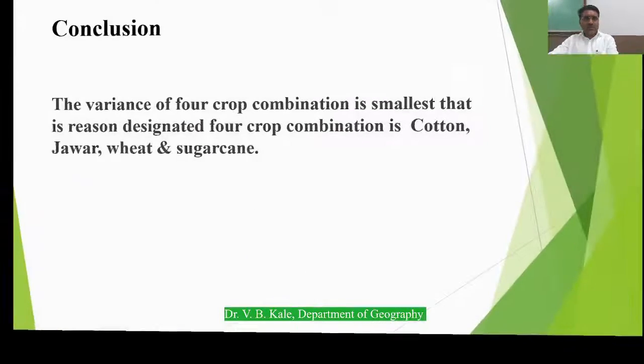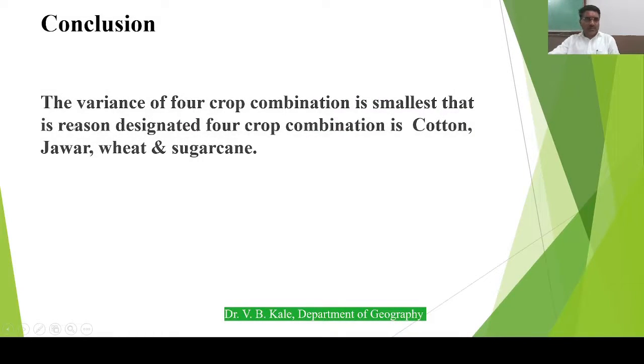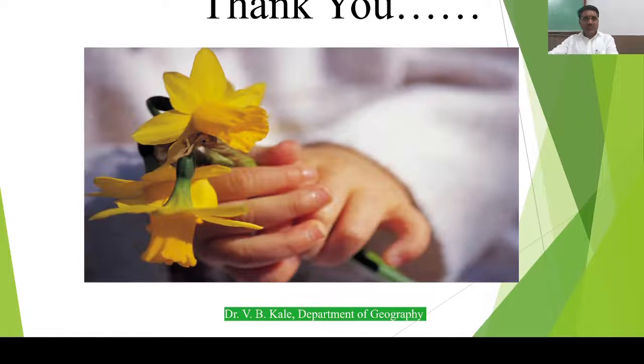And now we have to see the conclusion of the same. The variance of four crop combination is smallest. That is the reason the designated four crop combination is cotton, jawar, wheat and sugarcane. So this is a very simple technique and simple method so far as calculation of crop combination is concerned. So this is all about the crop combination which is put forth by J.C. Weaver. So today we stop here.